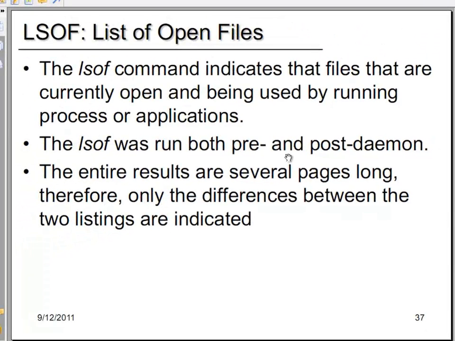And so now what we can do is get down to the use of LSOF, which is a list of open files. This is a command that shows the files that are currently open and being used by the running processes or applications. So we'll find out with Netcat, or well, actually we don't know it's Netcat, I guess, but what files are open by Netcat. One of the things you can do is run LSOF beforehand, output the results, and then run it after you run your suspected malware, and then compare the two.